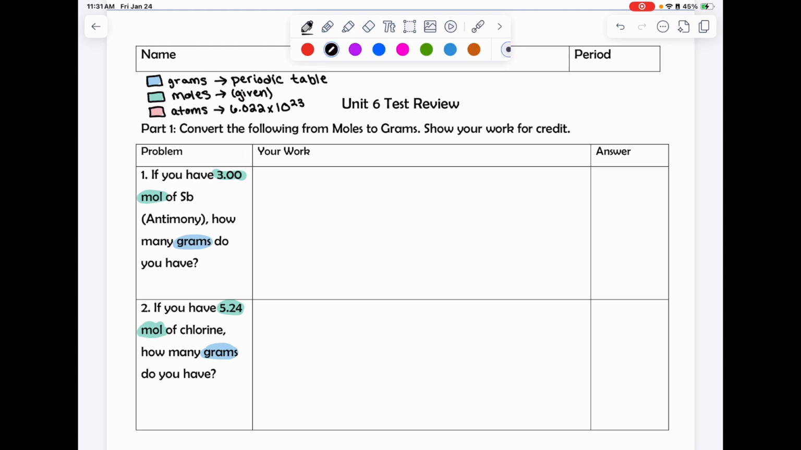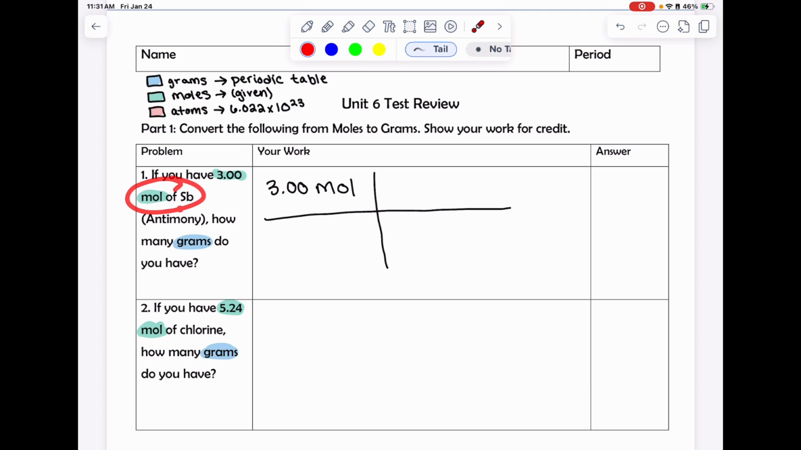If you have 3.0 moles of Sb, which is antimony, how many grams do you have? I'm going to set up a table. The first thing in our table is what we're given always. So we're trying to go from moles to grams. How do we find grams? Well, our key tells us if we're looking for grams, we need to look on the periodic table at the element.